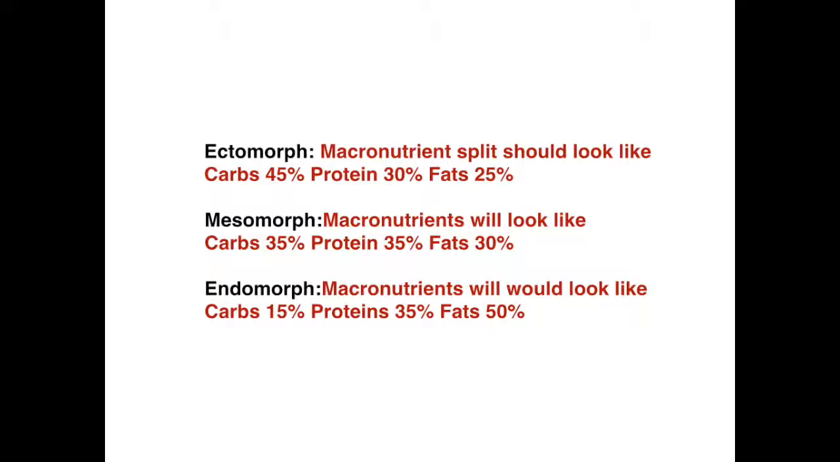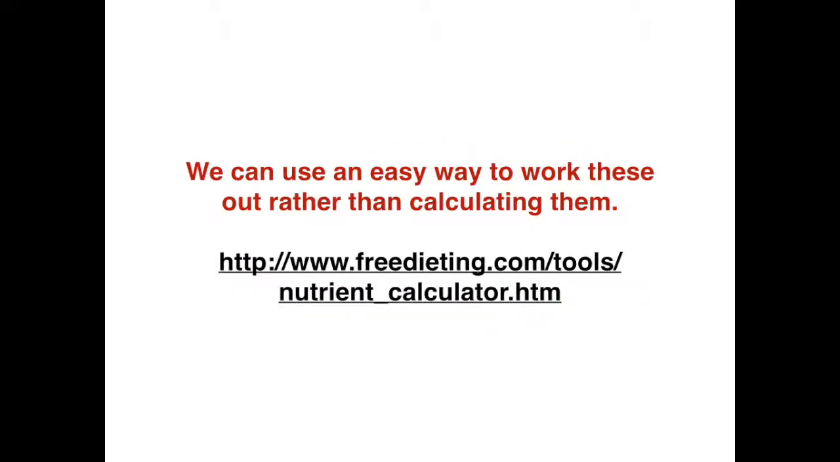So the macronutrient splits. Ectomorph, carbohydrates 45%, proteins 30%, fats 25%. Mesomorphs, carbs 35%, proteins 35%, fats 30%. And endomorphs, carbs 15%, proteins 35%, and fats 50%. Again, we can work them out manually, but for ease of use, we're going to use this website. So click on here, on the PDFs, and you can work out your macronutrients.